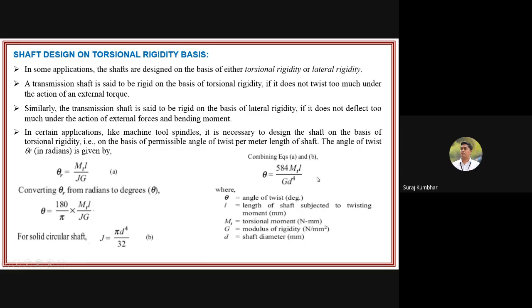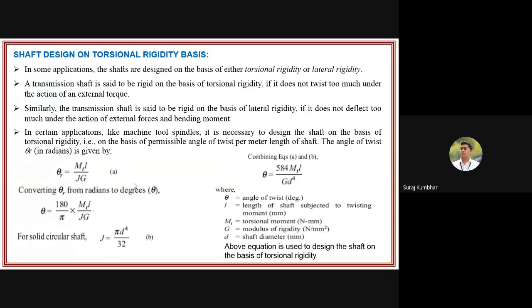where theta is the angle of twist in degrees, L is the length of the shaft which is subjected to the twisting moment, Mt is the torsional moment, G is the modulus of rigidity, and small d is the shaft diameter. So the angle of twist, length, torsional moment value and modulus of rigidity value will be provided to you, and accordingly, if you know the formula directly, you can find out the shaft diameter. Okay, and that shaft diameter is on the basis of torsional rigidity. So the above equation is used to design the shaft on the basis of torsional rigidity.